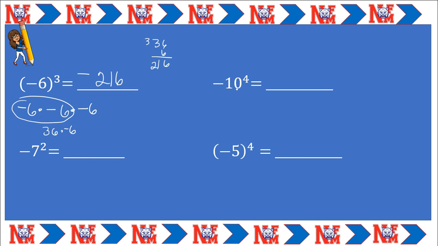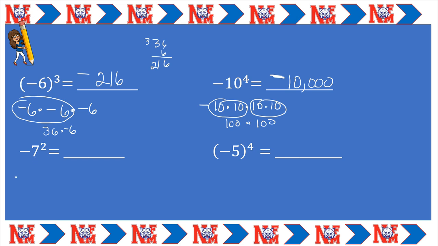Our next problem, the exponent is 4, the base is 10. Negative is not part of the base, so you do not expand the negative. So then we have 10 times 10 times 10 times 10. We're going to have a negative answer, and then we get 10 times 10, and another 10 times 10, and so we have 100 times 100. So we get -10,000.